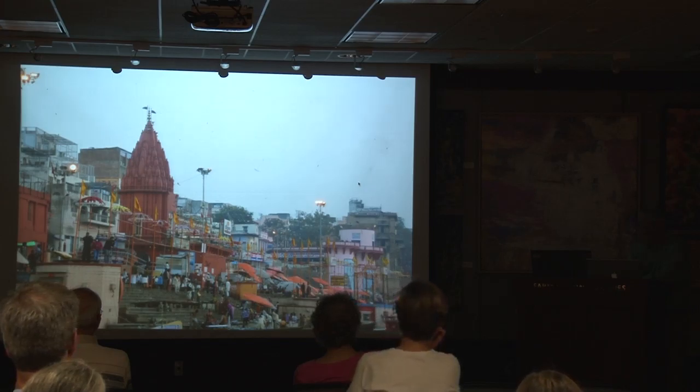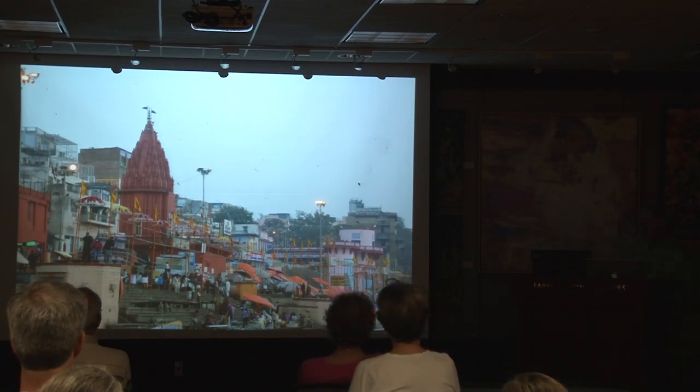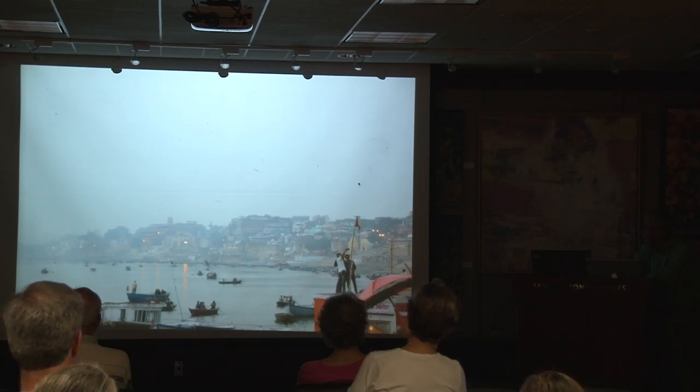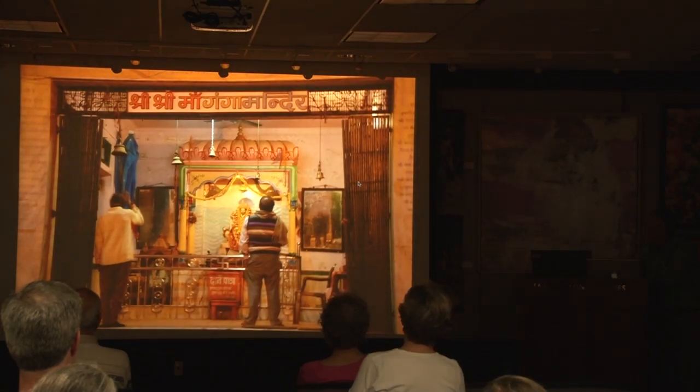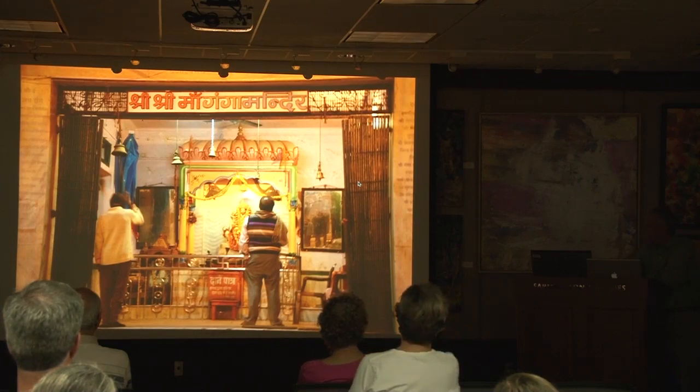Not to say there aren't people there. These are the ghats, and one of the things that's happening when the monsoons come, the waters rise, and we're told that a lot of this stuff is underwater, and that's hard to imagine because there's so much life there during the dry season when we were there. People taking selfies. Wouldn't be a trip without that. A lot of people going down to the ghats to worship.